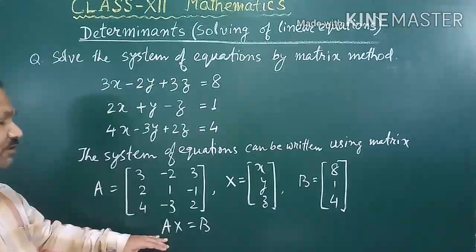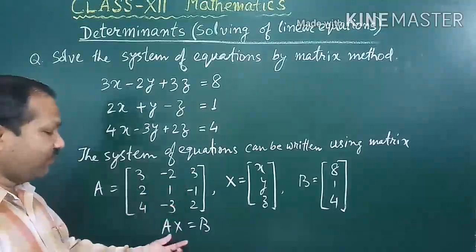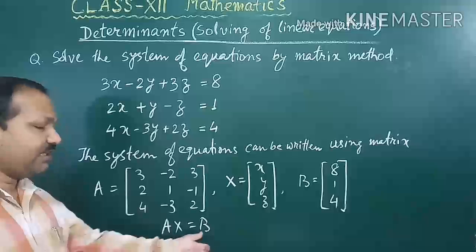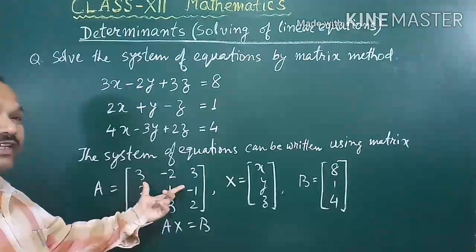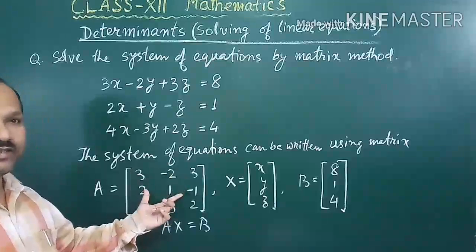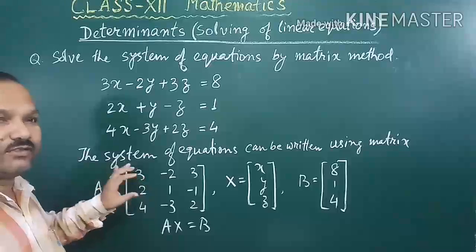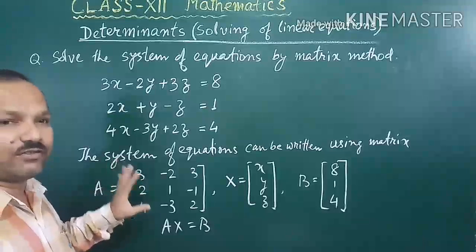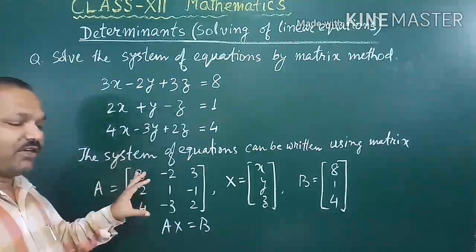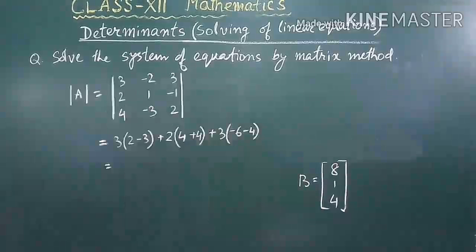Now for that, we have to look at the matrix A, because for finding X it is A inverse into B, so we have to find the inverse. For finding the inverse, only if A is non-singular does the inverse exist. So first we have to find the determinant of A. It should be non-singular, meaning the determinant of A should not be equal to 0. So we are going to find the determinant of A.